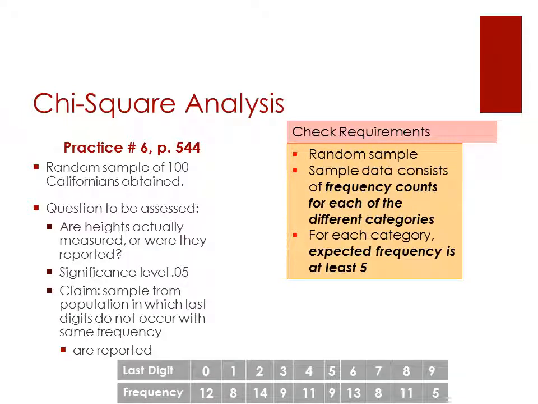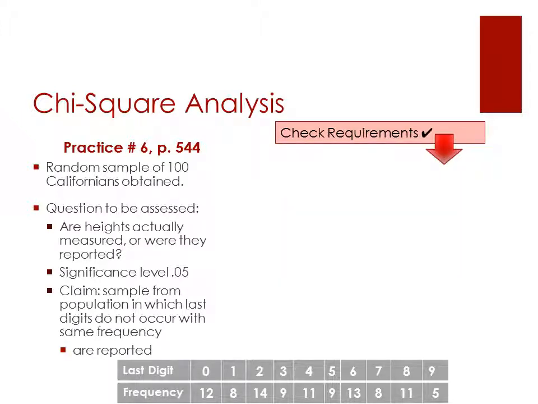So here we're looking at checking our requirements. Let's go through and compare this with the data that we have for this problem. So we can see, if we go through and look at this, does this data meet the requirements for conducting a chi-square analysis? And yes, it does. We have frequency counts for each of the different categories. As we can see, and we'll see in a moment, for each of the categories, the expected frequency is going to be at least 5. So we'll be looking at that in just a moment.